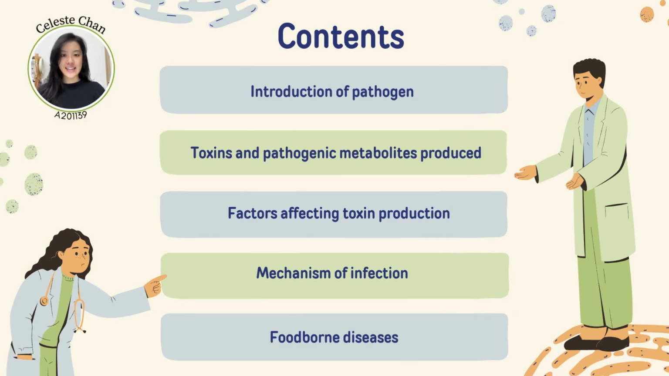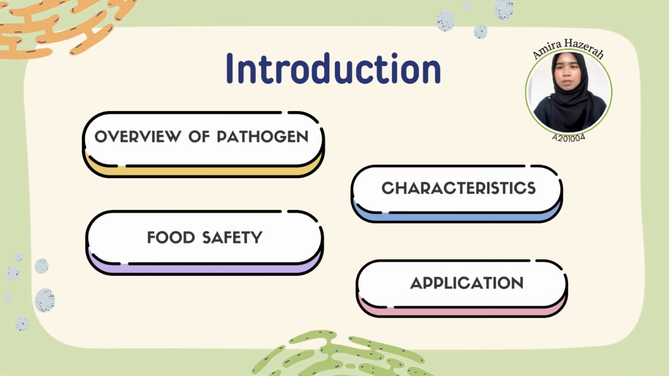Greetings everyone! In this video, we are going to explore the introduction of the pathogen, toxic and pathogenic metabolites produced, factors affecting toxin production, mechanism of infection and foodborne diseases. Let's get started. Our presentation today will start with the introduction part that focuses on 4 main points. The first one is the overview of the pathogen, characteristics, food safety and application.